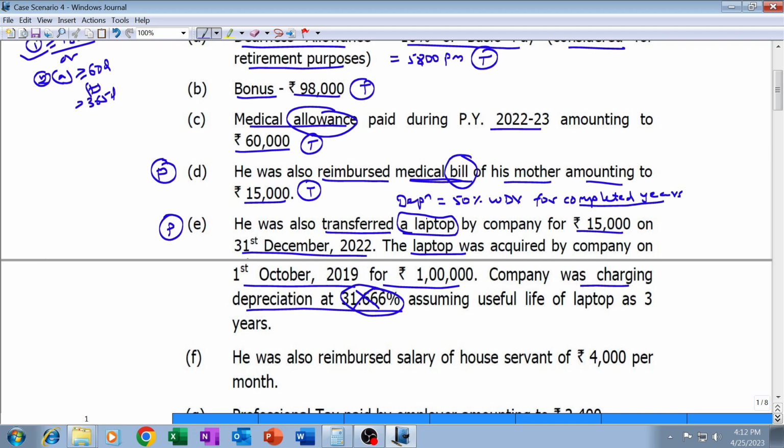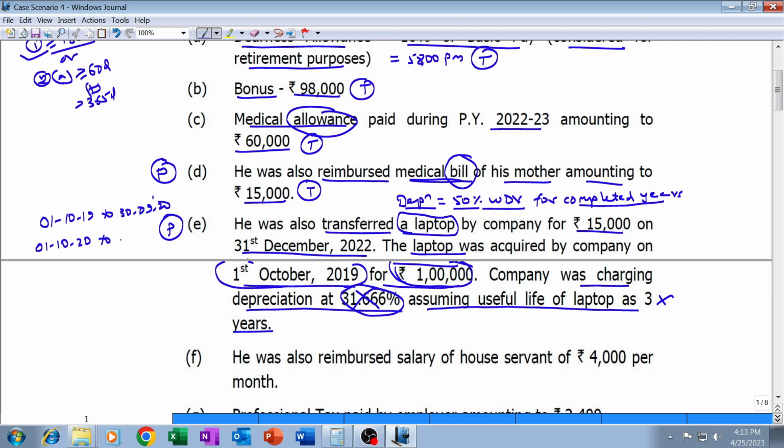So it is an asset sold to the employee at less than market value. We'll have to find out the market value. Market value will be computed by considering the original actual cost to the employer, 1 lakh rupees, minus depreciation at the rate of 50% under WDV method, but only for completed years starting with 1st October 19. Company was charging depreciation at 31.666%. This is to be ignored, as is the assumed useful life of laptop as 3 years. This is also an irrelevant point, so we will calculate this later. But how many years are involved? If you see, depreciation will have to be charged from 1st October 19 to 30th September 2020.